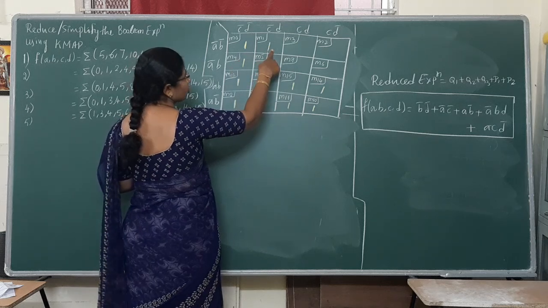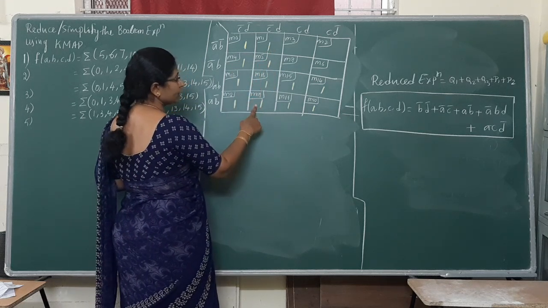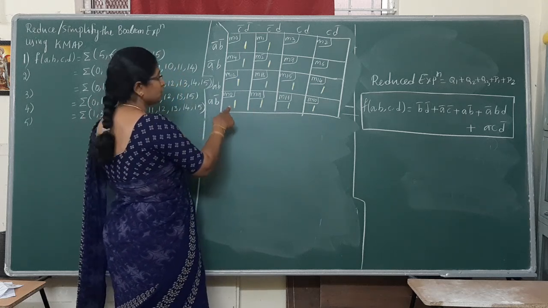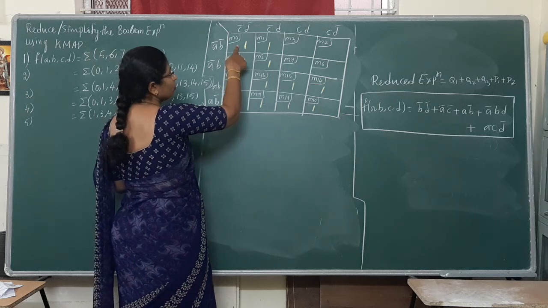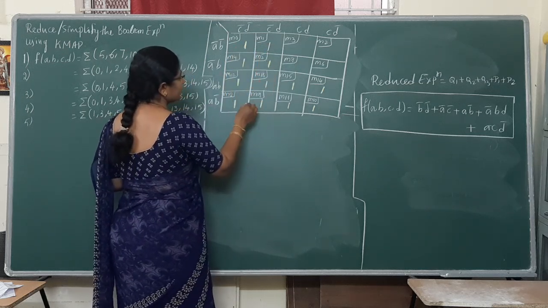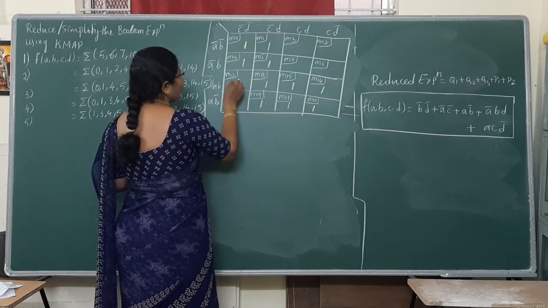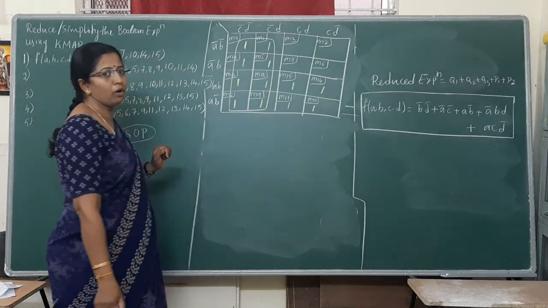0 is adjacent to 1, 1 is adjacent to 5, 5 is adjacent to 13, 13 is adjacent to 9, 9 is adjacent to 8, 8 is adjacent to 12, 12 is adjacent to 4, 4 is adjacent to 0. So 1, 2, 3, 4, 5, 6, 7, 8. Go for octa.